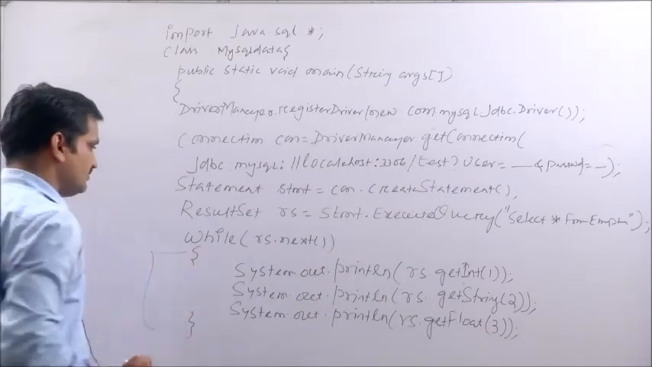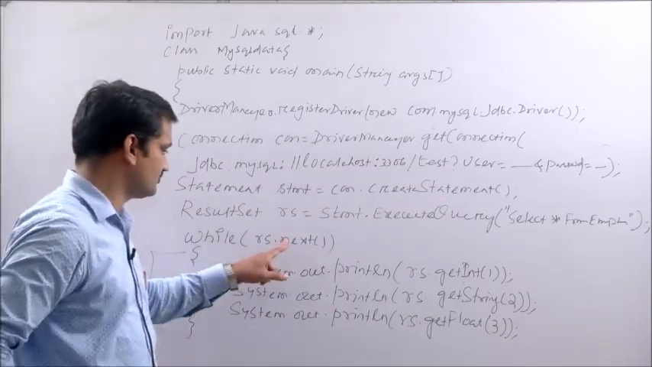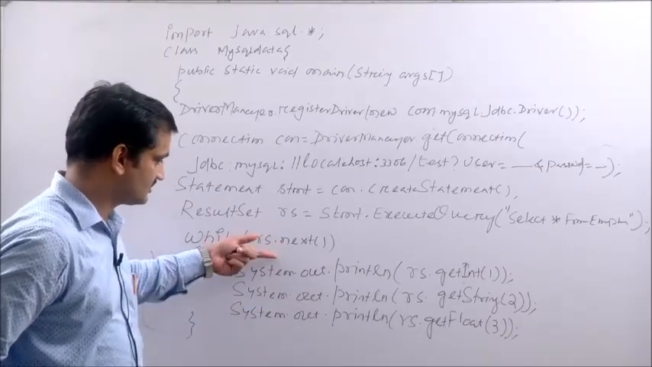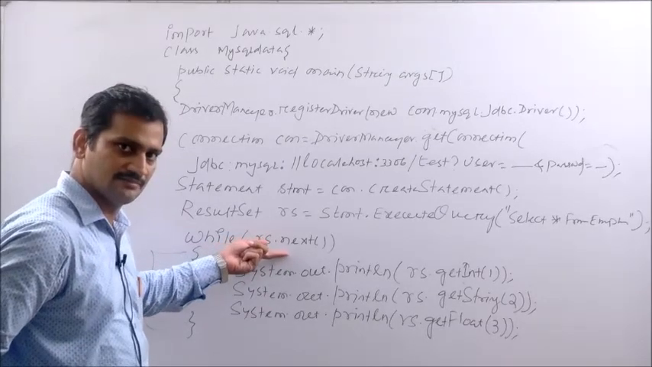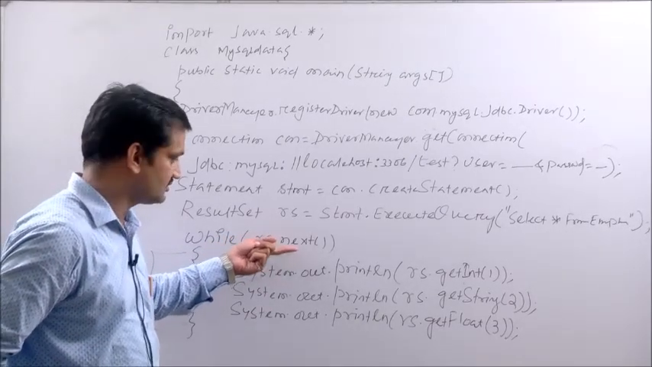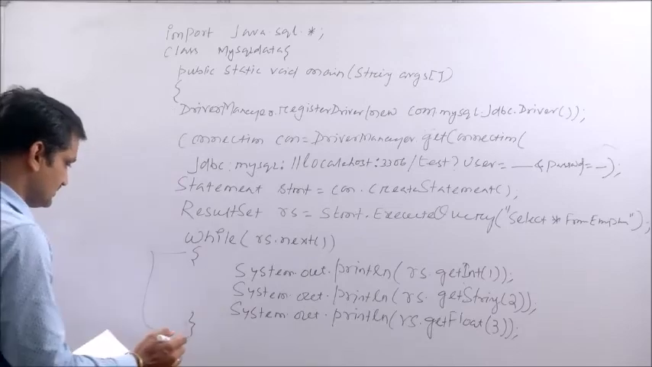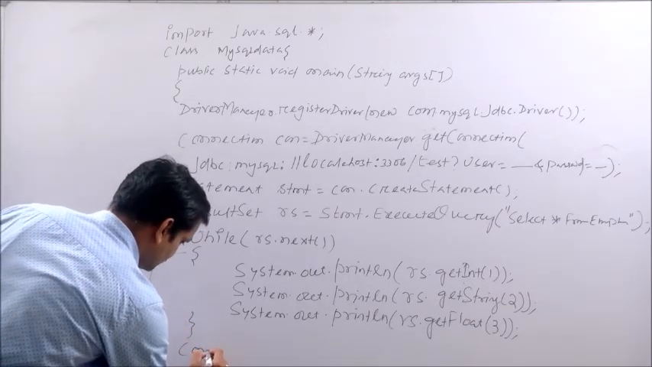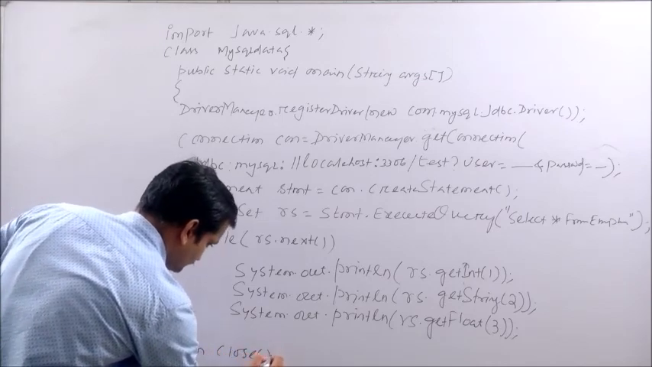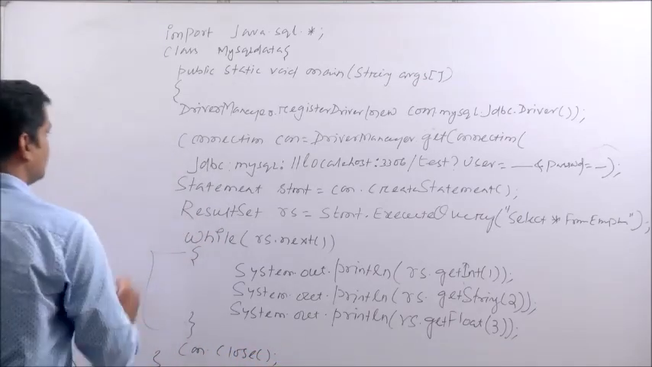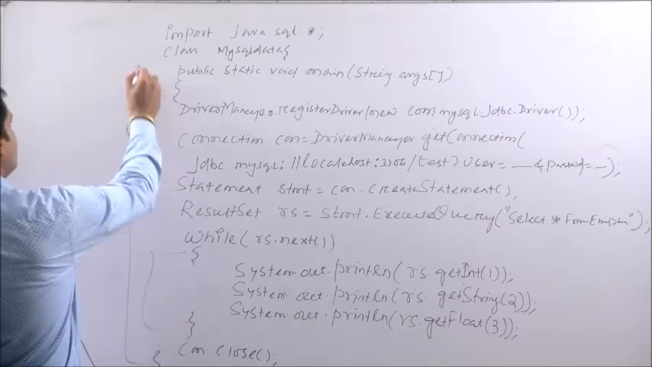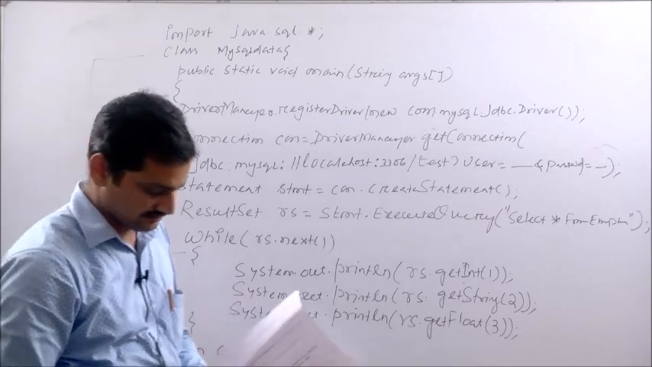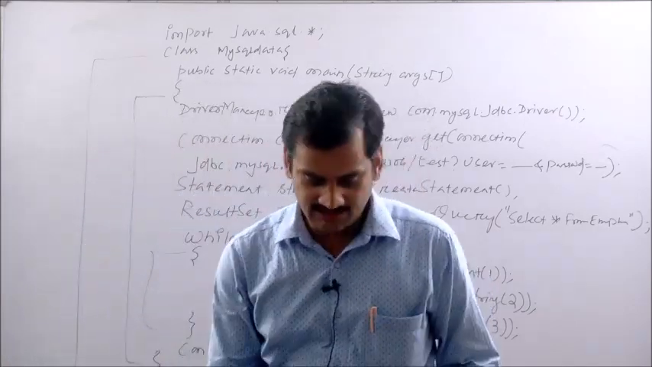So this loop will continue, and this condition returns true as long as you are inside the table. As you come past the last record of the table, this method is going to return false, and you come out of the loop. And after seeing all the data from the table, you have to close the connection, so it is con close. This is how we can use a Java program to connect to a database, a MySQL database in this example. Thank you.